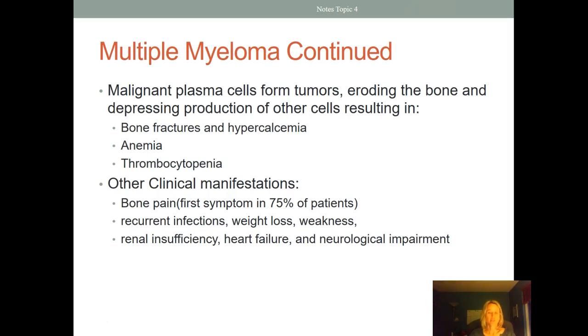Other clinical manifestations include bone pain, which is the first symptom in about 75% of the patients, recurrent infections due to decreased neutrophils, weight loss, weakness, renal insufficiency, heart failure, and neurological impairment, and this is due to deposits of these proteins in these organs.